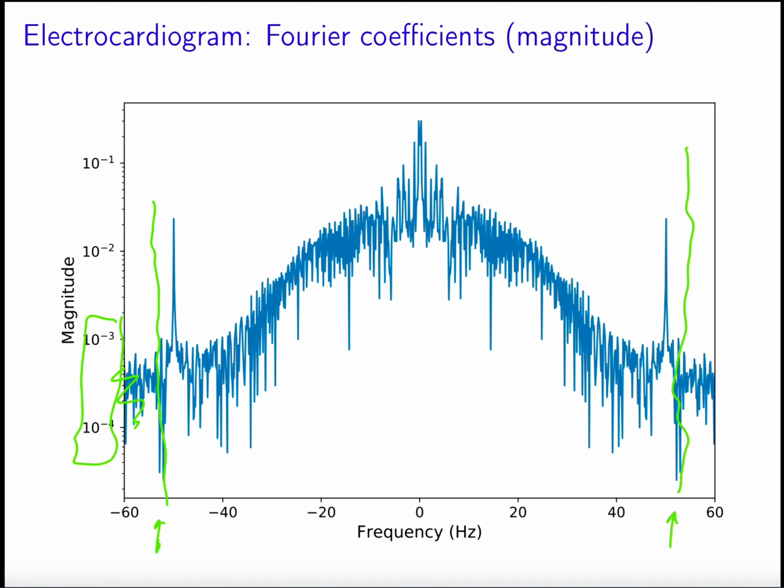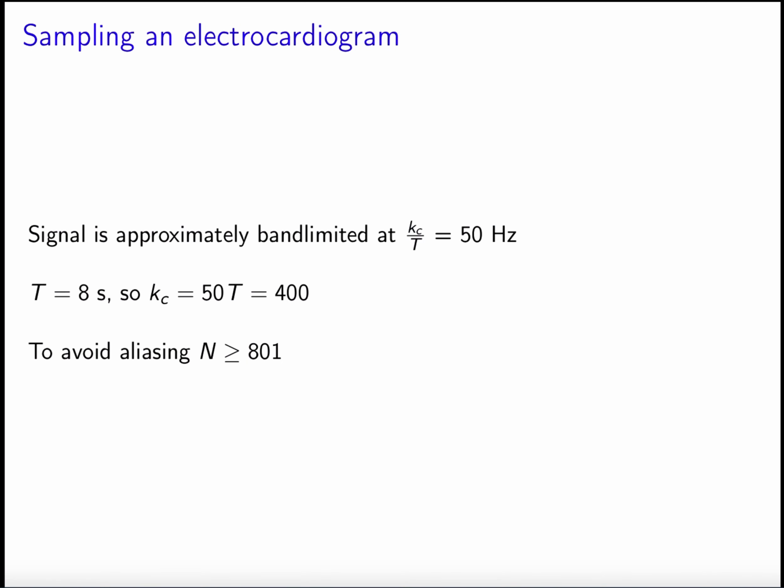Because you do see that here you have a pretty large component at 50 and minus 50 due to the power line interference that we talked about in the Fourier series video. Okay, so the signal is approximately bandlimited at 50. In this case, we have 8 seconds of signal. So Kc is equal to 50 times T, around 400. So to avoid aliasing, we better take more than 800 samples from our signal. That's what we should do.